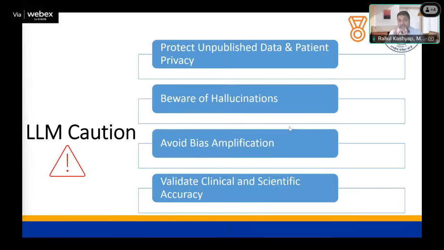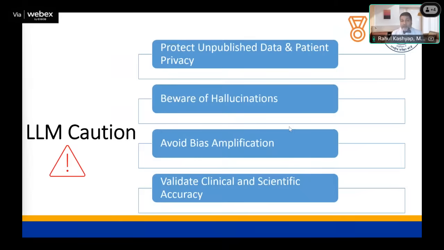As you use large language models, and I really wanted to talk to you about this as well, please pay attention to what kind of information you're putting into a large language model, ChatGPT, Claude, and all. Don't put any unpublished data or patient private information or your private information into these models, because it becomes part of the international database and you never know where it gets output.